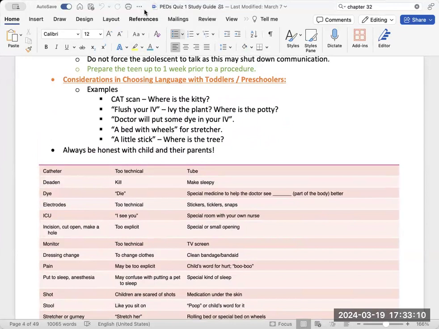If we say, "Oh, the doctor will put some dye in your IV," they're not gonna understand what that means. A bed with wheels is a good example if you wanna talk about a stretcher. And if you said something like, "Oh, a little stick," they might turn around and say, "Where's tree?" So you need to be careful with how you say things.